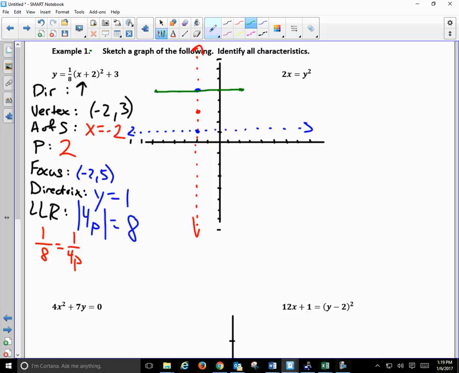So that's my latus rectum. Total of 8 units wide. That tells me how wide to draw my parabola. So I start at my vertex, and I head up through the endpoints of the latus rectum. Now, what's cool is that before you always wondered, how wide do we make the parabola? You don't really know until you start doing this. Now you know how wide to make it.